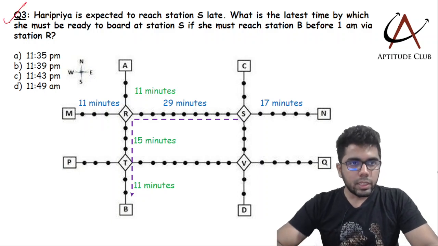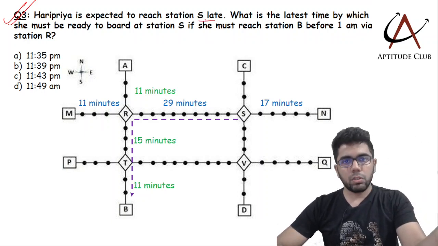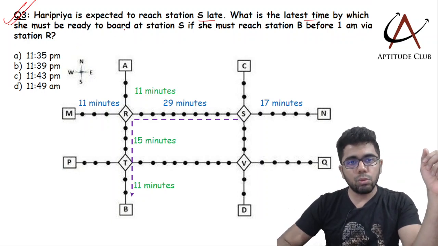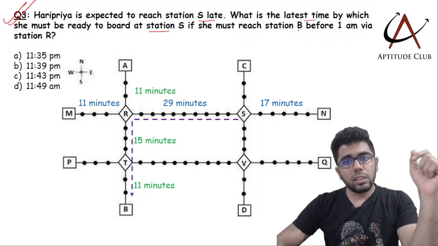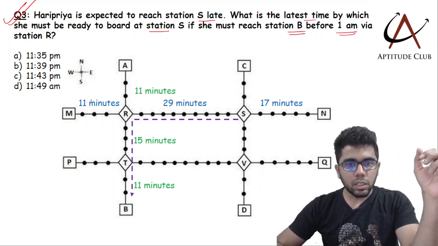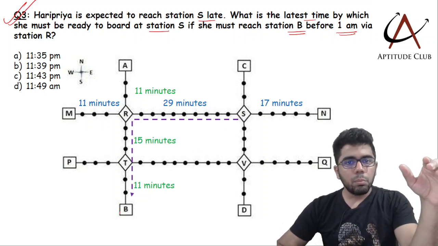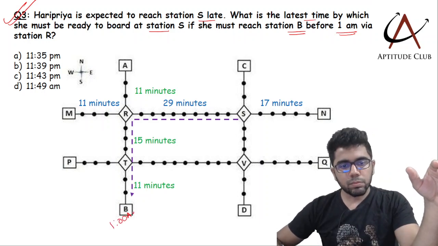Okay, let's take a look at this one. Again a very good question. Harapriya is expected to reach station S late. What is the latest time by which she must be ready to board at station S so that she can reach station B before 1 AM via station R? So this purple line indicates the route. From S she has to reach B, and reach B before 1 AM.